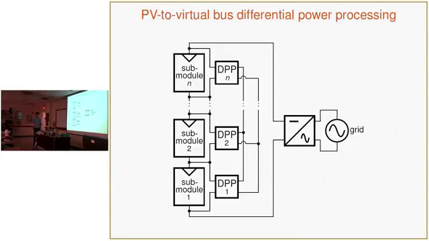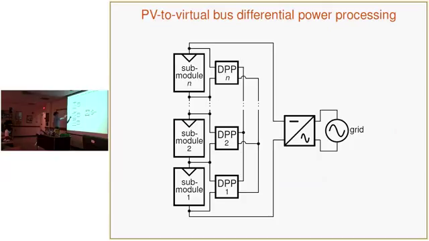So this topology is called the PV to virtual bus differential power processing topology, and it's called virtual bus because essentially all of the submodules are virtual neighbors to each other. So if you need to inject power or current from a strongly performing submodule to a weakly performing submodule, it does so through the bus. It goes just like that.